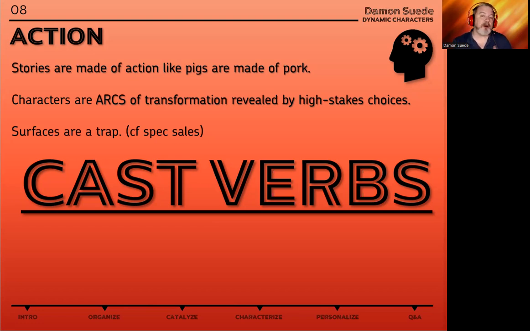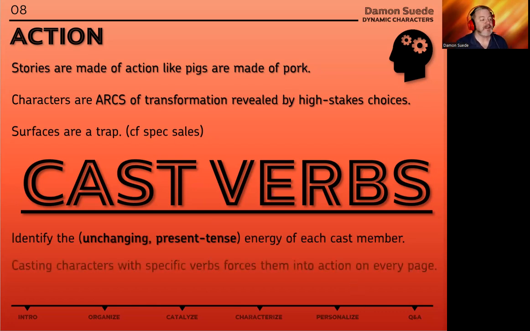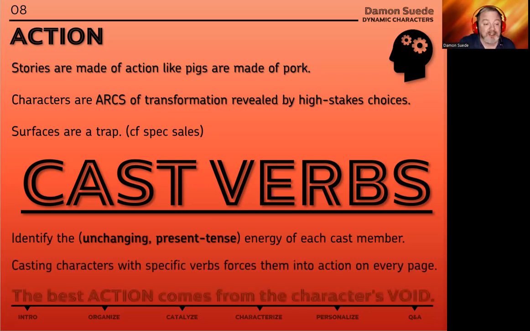And that means if we were putting him in a game, his art, his dialogue, his vibe, his choices, the ornamentation on him, the typeface that you use for him could be informed by that action. And so it would drive the story in a way that just picking a bunch of adjectives never would, right? And so when I'm starting a story, I'm always going to try to identify the unchanging present tense energy of each cast member. By casting characters with a specific verb, I'm forcing them into action on every page. I'm making them do stuff, right?